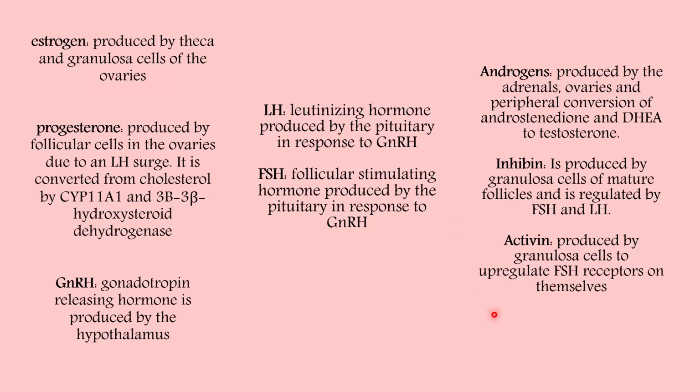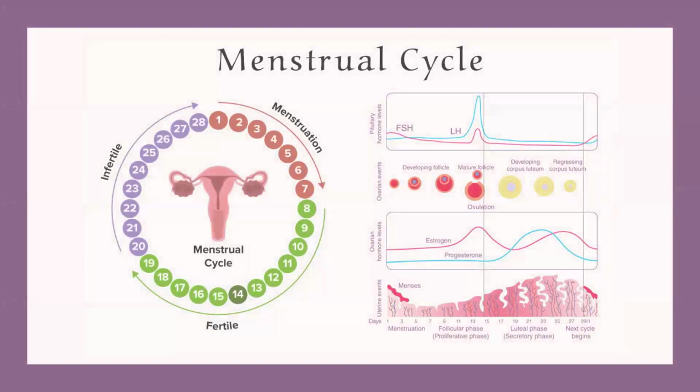Lastly, we have activin. Activin is produced by granulosa cells to upregulate FSH receptors on granulosa cells themselves. Okay, I hope everything is clear so far. So we'll dive into the menstrual cycle. This is a picture that I got off the internet. It's not very detailed, but I just want to give you guys a general idea of what it looks like.